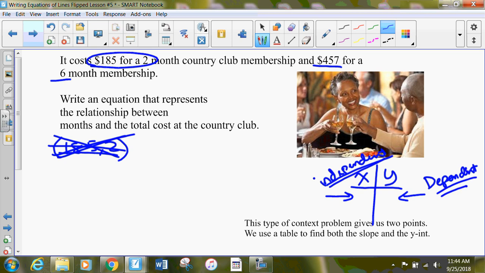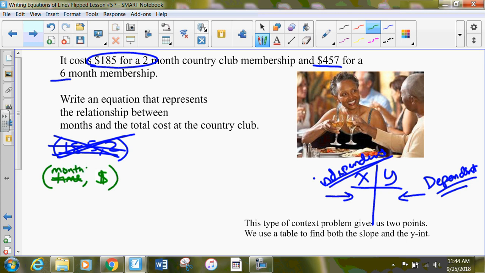And so when you think about time and money, guess what's the independent variable? Time. Time is always independent. We can't stop time. We can't change time. It just keeps on ticking. So months are going to be our independent variable. So when we write our points, we're going to put the time first, and then we're going to put the dollars second. So instead of time, of course, we're talking about months.